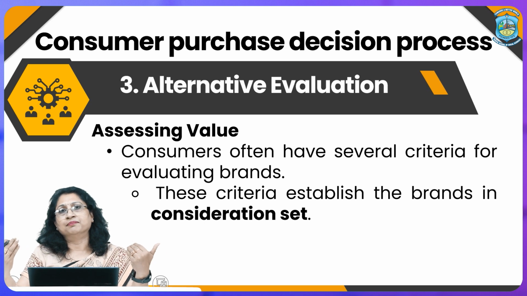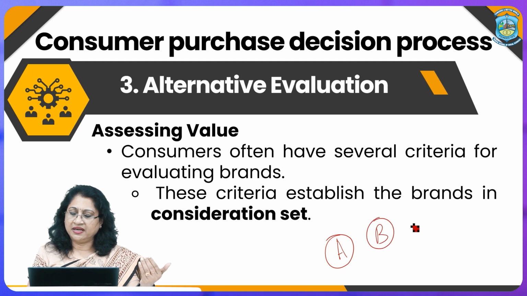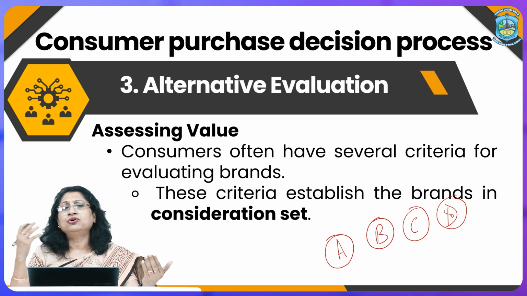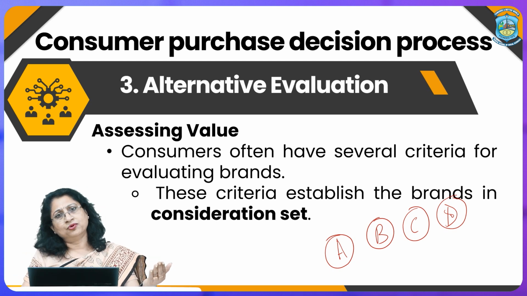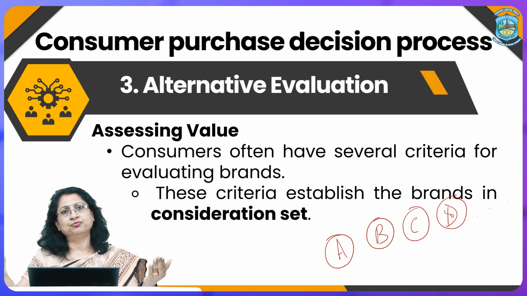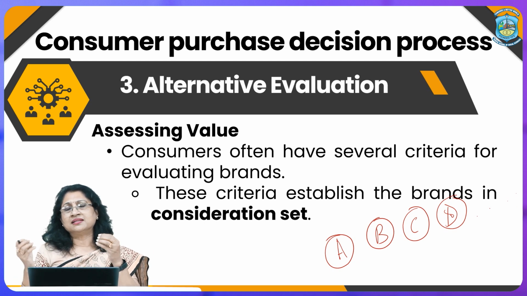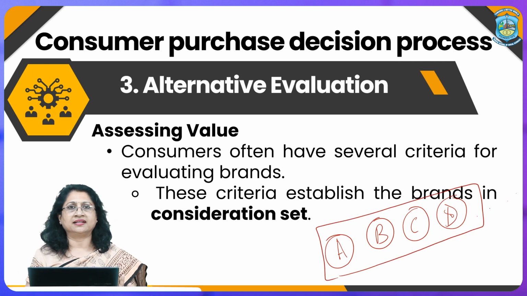If I want to buy a mobile, so I have got maybe brand A, I have a brand B, I have brand C, I have brand D. I am just not naming the brand. Now, I want to buy a mobile and there are 4 sets of brands that come in front of me. There could be some more brands, but what is important is I have thought that the buying has to happen from among these 4 brands.